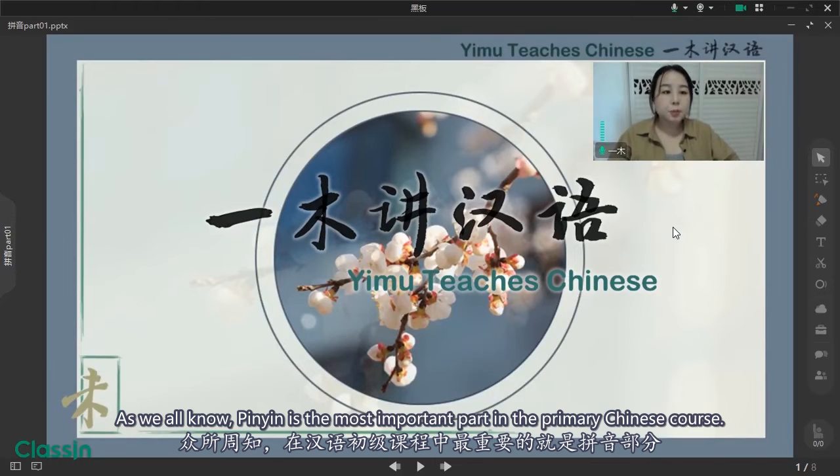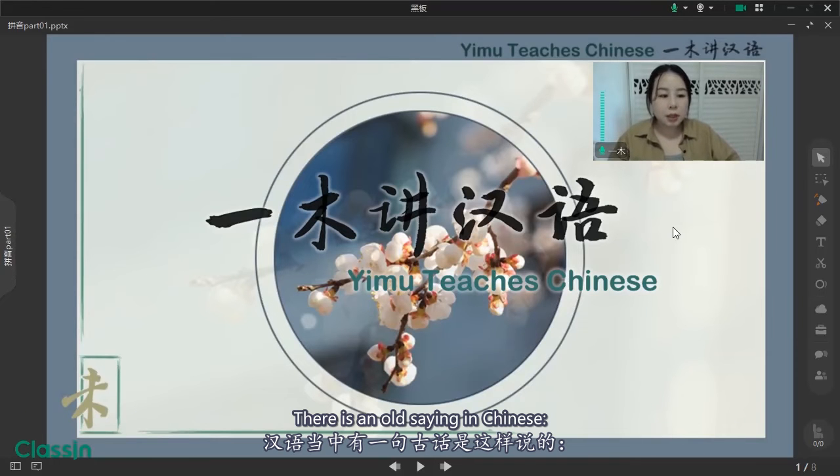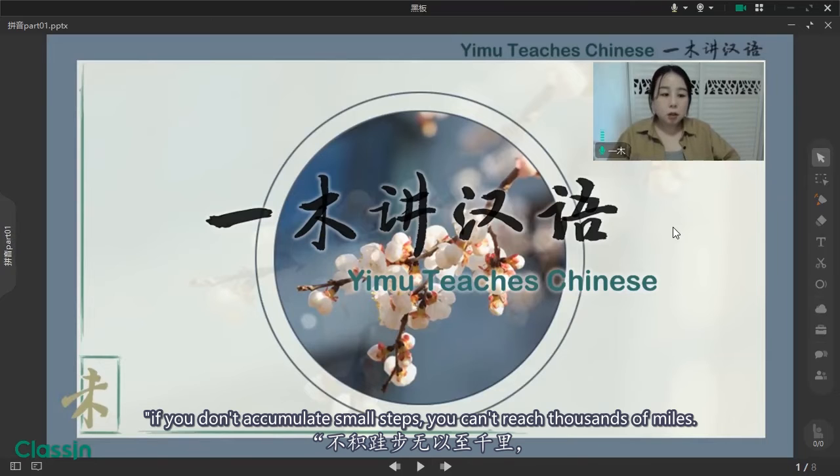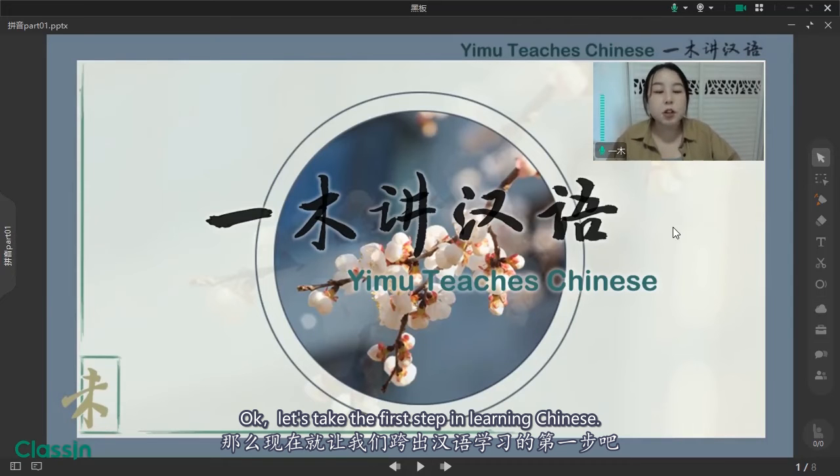As we all know, Pinyin is the most important part in the primary Chinese course. For non-native students, the mastery of Pinyin determines the accuracy of the whole spoken Chinese in the later stage. There is an old saying in Chinese: If you don't accumulate small steps, you can't reach thousands of miles. And if you don't accumulate small streams, you can't form rivers and seas. Okay, let's take the first step in learning Chinese.